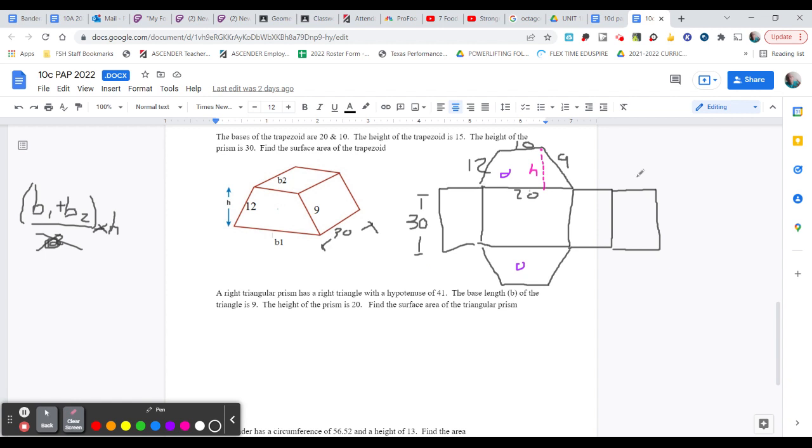Our rectangles, well, the lengths of these rectangles are going to match the sides, okay? So the 9 can come here, the 10 can come here, and the 12 can come here. So we have a rectangle that's 12 by 30 here, a rectangle that's 20 by 30 here, a rectangle that's 9 by 30 here, and a rectangle that's 10 by 30 here, okay? Your answer should be, I believe, in the 2000s, if I'm not mistaken. So you can go ahead and try to find the surface area of that trapezoid, and then we should be good to go.